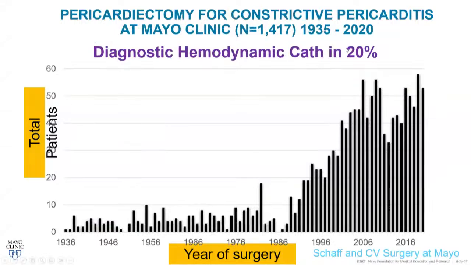So this is our hemodynamic cath data. The pericardiectomy was the first surgical procedure at Mayo in 1935, and until the 1990s the average case volume was 5 or 6 a year. And something happened in the 1990s, and now we're doing 60 to 100 pericardiectomies a year.